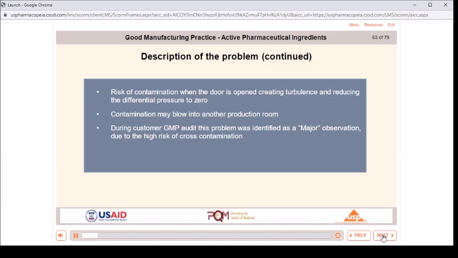Both the gowns and the PPE are at risk of contamination since there is turbulent air in the room. There's also the risk of contamination being blown straight out from the room into the corridor when the door is opened, creating turbulence and reducing the differential pressure to zero. Any contamination in the corridor has a high potential to blow into another production room since the air in the corridor is positive with respect to all production areas. During a customer GMP audit, this problem was identified as a major observation due to the high risk of cross-contamination.